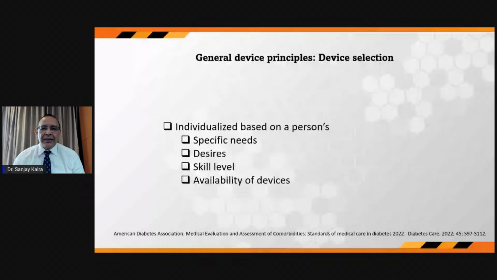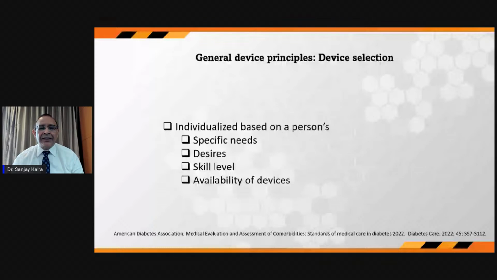How do you choose the right device? You have to individualize based upon the patient's needs and desires, also skill level, also availability and affordability of devices. For all of you, what I would suggest is that you choose any one device that you use for the vast majority of your patients. You might wish to use needle and syringe. You might wish to use pens. Pens can be disposable, they can be reusable.